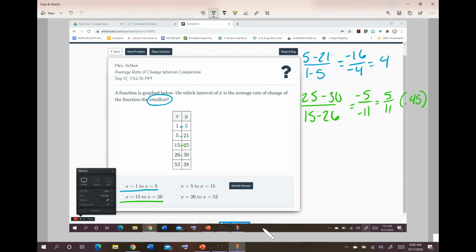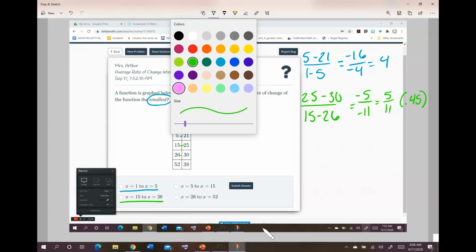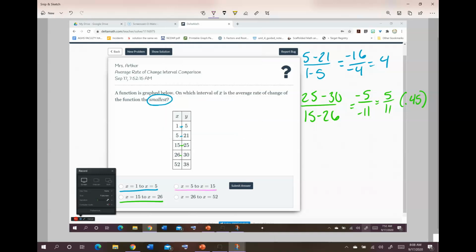Okay. All right, next is going to be 5 to 15. So we're going to say 5 minus 15. And then 5's pair is 21. 15's pair is 25. So again, this function is also nonlinear because we're getting different rates of change, okay?